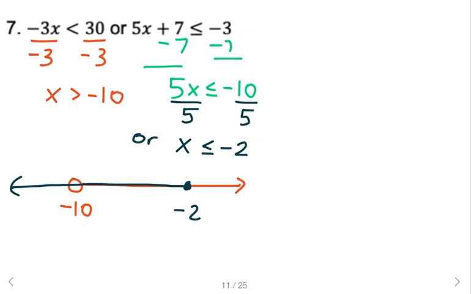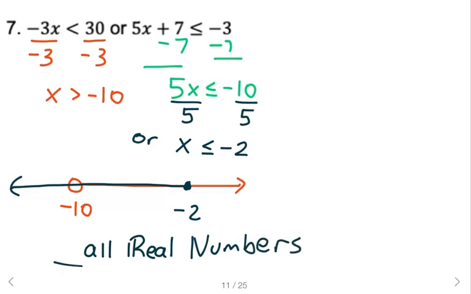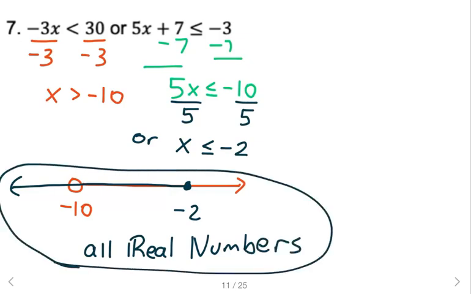So the whole graph ends up being shaded, and so we call this all real numbers. Any real number we choose will be part of our solution set. So your graph just looks like the whole number line shaded, and you can use the words all real numbers to describe that set.